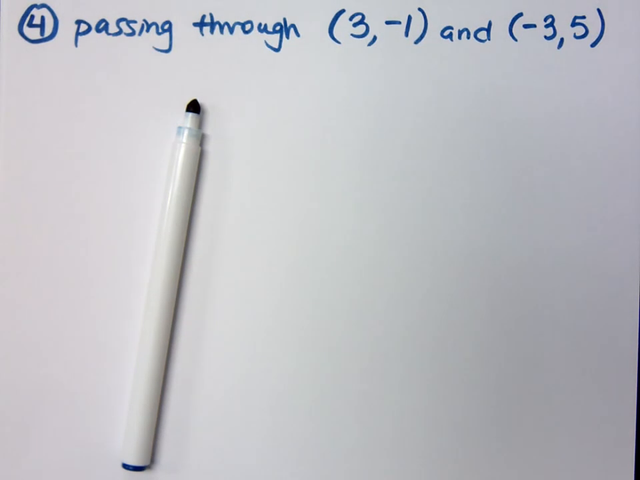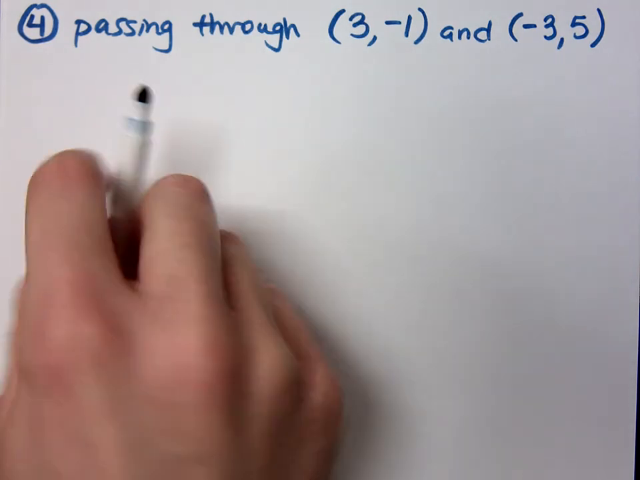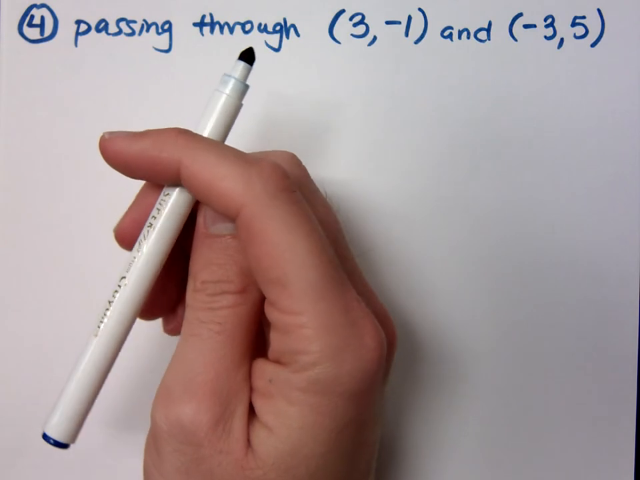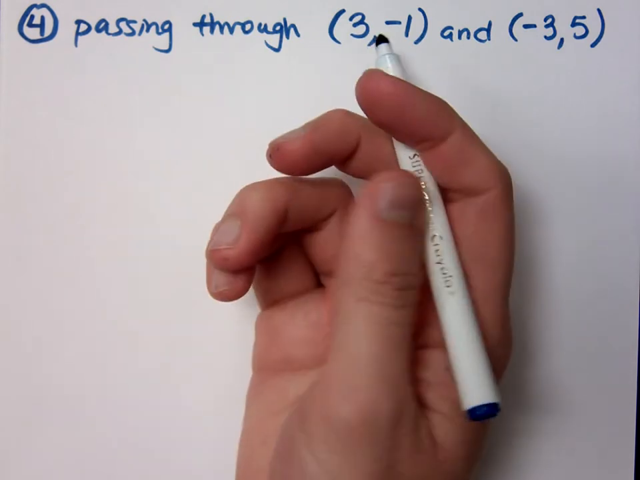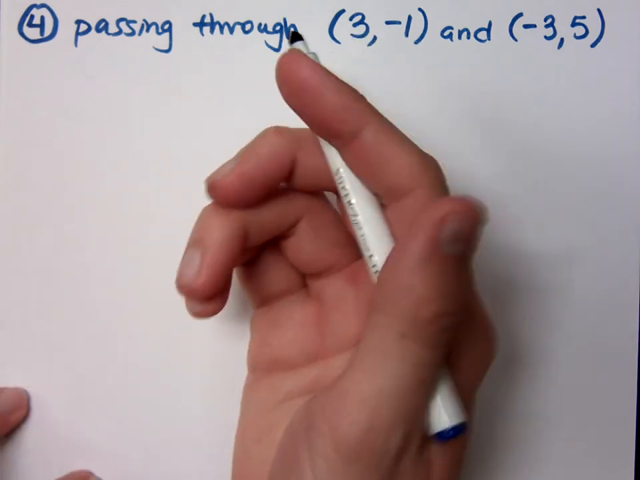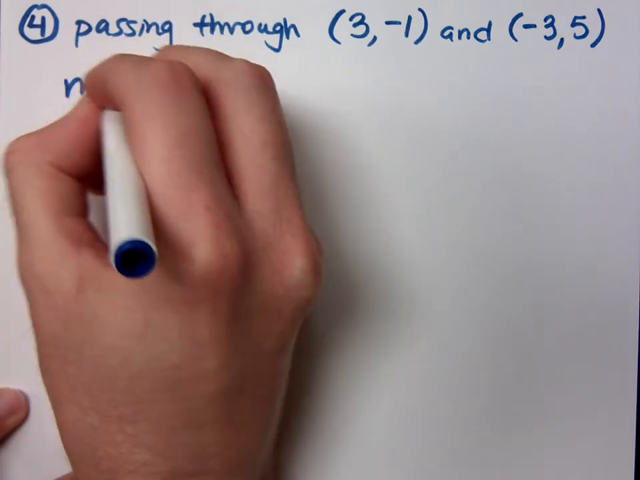Let's look at this example. We have a line that's passing through these two points, (3, -1) and (-3, 5). What would you do? Use the y2 minus y1 divided by x2 minus x1. In all the other problems I've had the slope. So I don't have the slope here, but I can find that, so I'm going to go with what you're saying. Just use that slope formula.